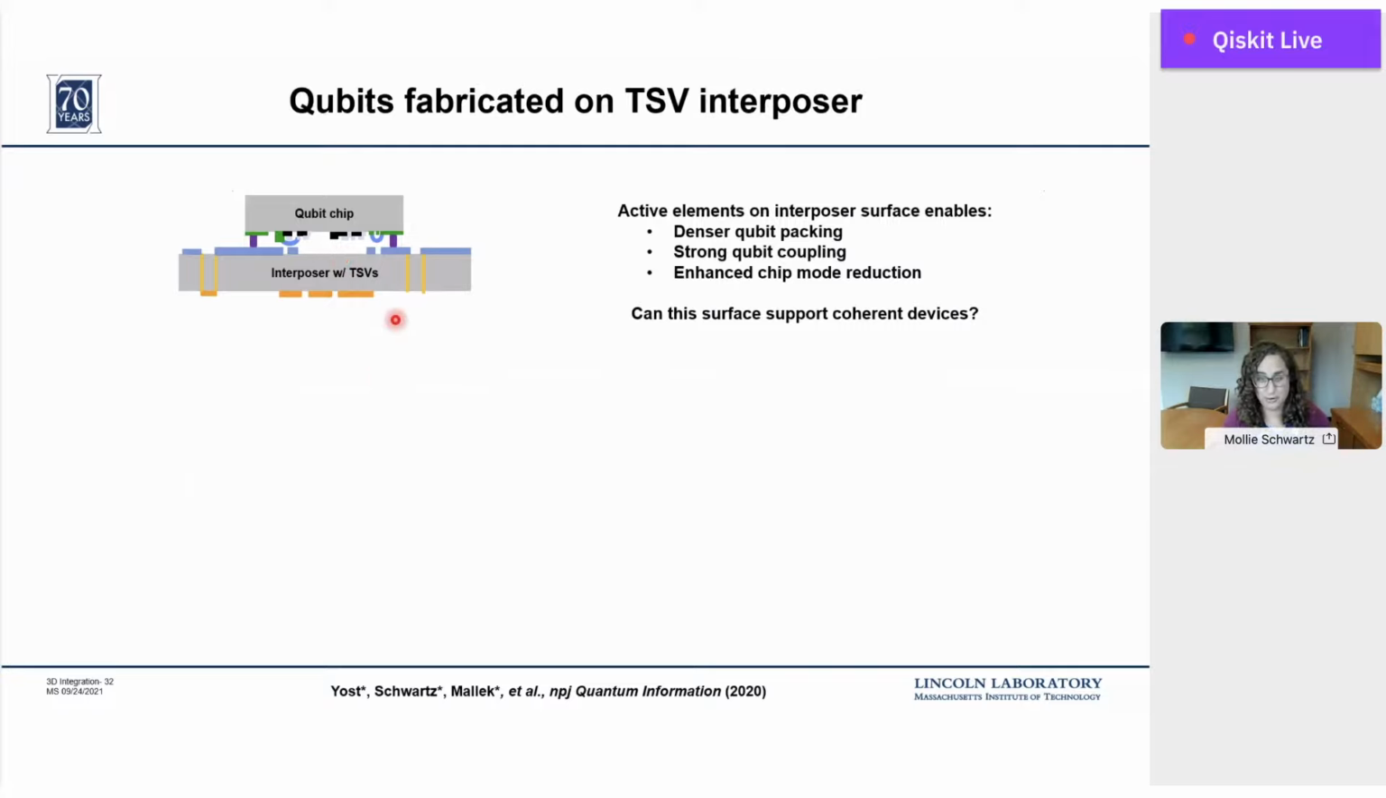But the interposer goes through quite a lot more fabrication than our standard qubit chip does. So we want to ask the question of, can this surface of the interposer support coherent devices at all? So we're going to put qubits on top of the interposer, and we're going to look just at the interposer tier for now. We won't be doing bump bonding for these experiments.